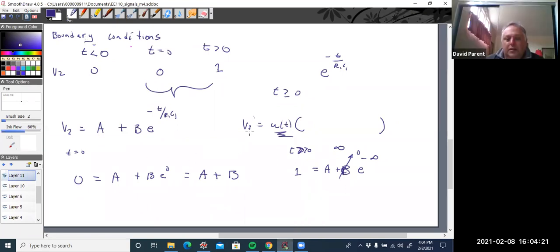So this is derived more fully in the notes, but you use these conditions and then you get V2 step equals 1 minus e to the minus t. Okay.